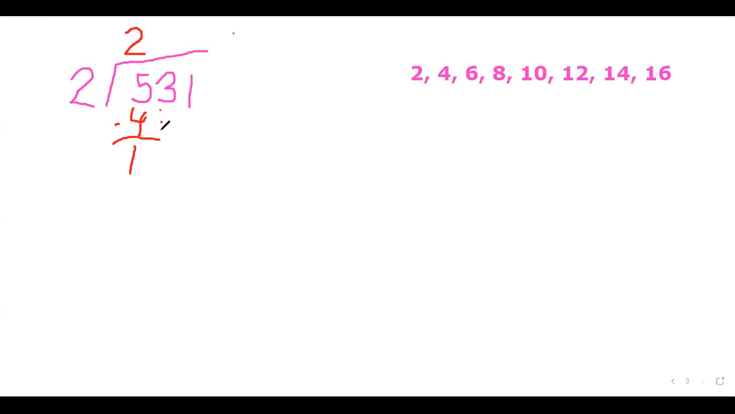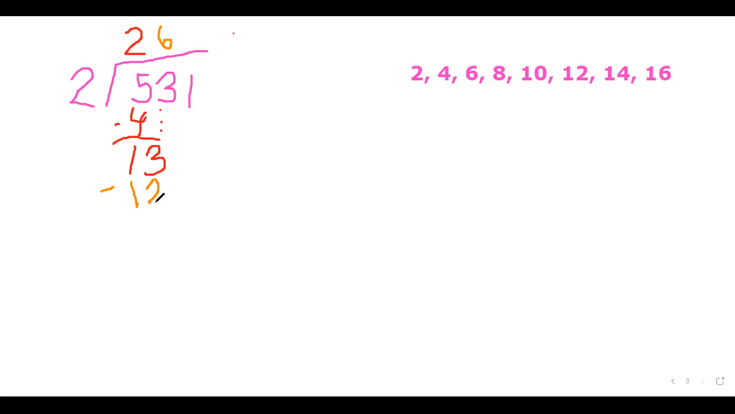Next step is to bring down your 3 from your tens to make it 13. Next, you're dividing 2 into the whole number of 13. How many times can 2 go into 13? Have a look at your multiples. 6, 8, 10, 12. It's close. 14 is too many. So I'm going to go with the multiple of 2. And how many is that? 1, 2, 3, 4, 5, 6. So check your chart, and 2 times 6 in my tens is 12.